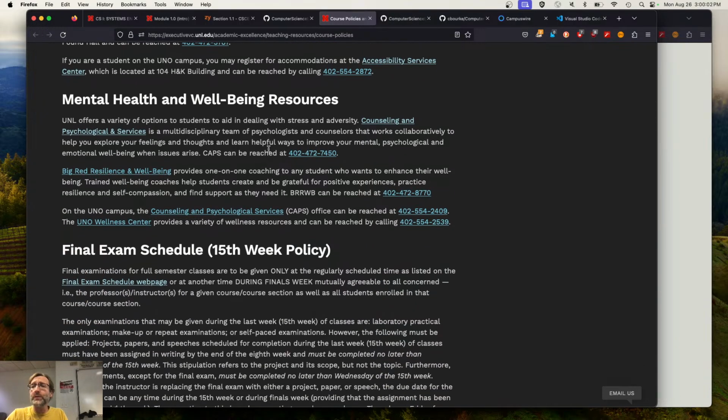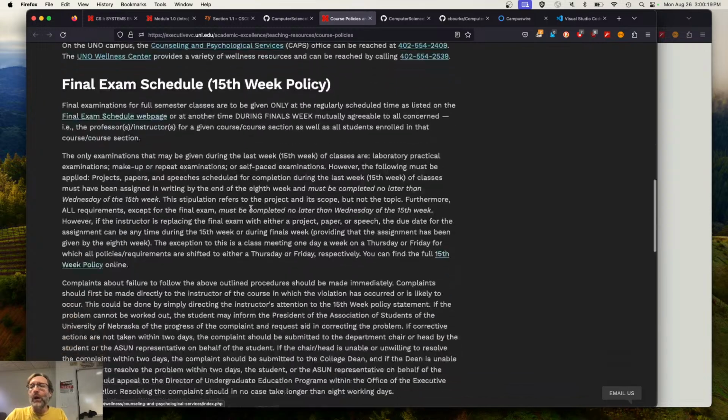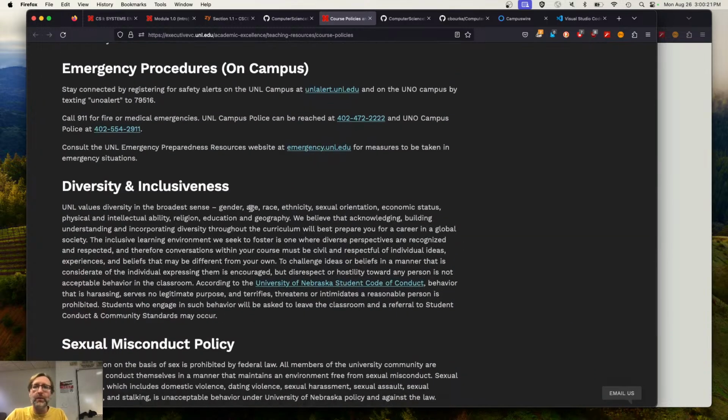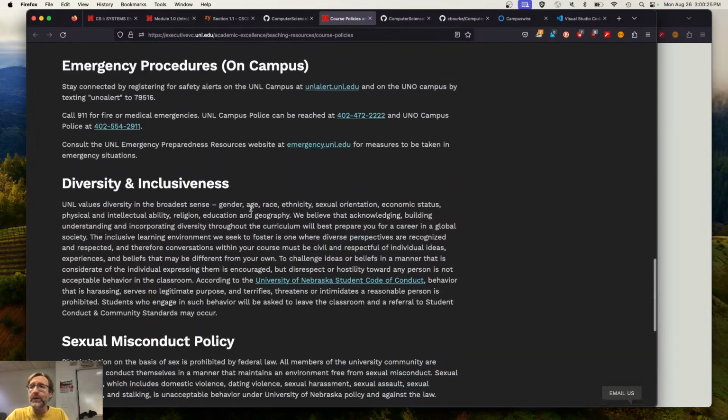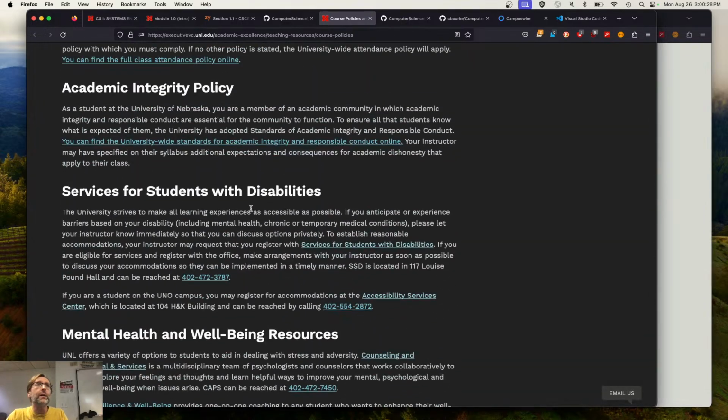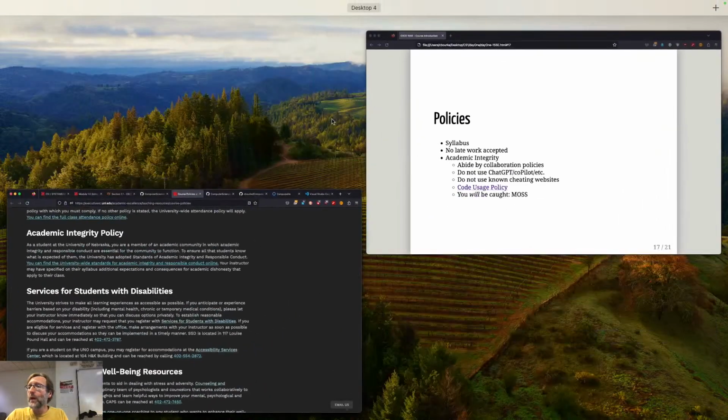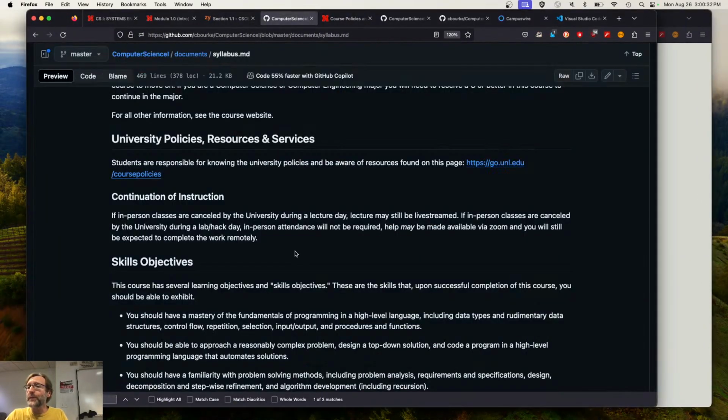Mental health and well-being services. CAPS, which is Counseling and Psychological Services, offers an unlimited number of counseling sessions. So if you're feeling stressed out, if you want some psychological services, please make sure that you're setting up a meeting with CAPS. And then a whole bunch of other policies that you should make yourself aware of: diversity, inclusion, sexual misconduct, academic integrity, etc. Those are the university policies.